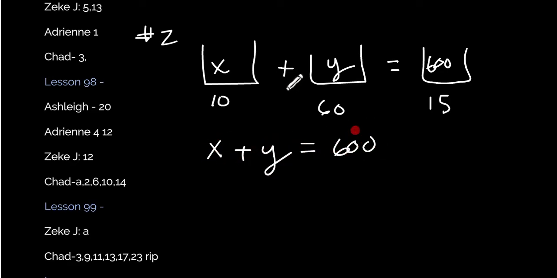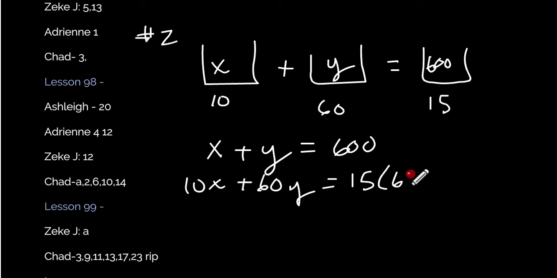So we get x plus y, the top row, and then you take the 10 times the top row, the 60 times the top row, and the 15 times the 600. And then you just solve this by elimination. And that is that. All right, number 4.